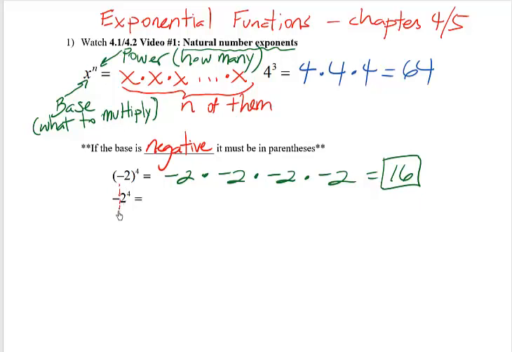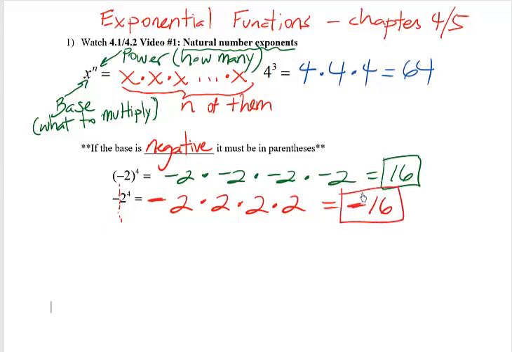You can think of it like this. It's as if there's an imaginary dividing wall here between this negative and the rest of the problem. It's not a negative 2. It's a positive 2 multiplied 4 times and then a negative sign attached on the outside. Well, if you work that out, all the 2's are still going to make 16, but then you're going to have that negative sign on the outside. The answer to this problem is negative 16. So this is a big deal. If the base is negative, it has to be in parentheses.